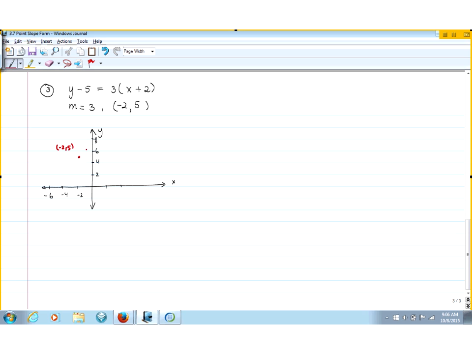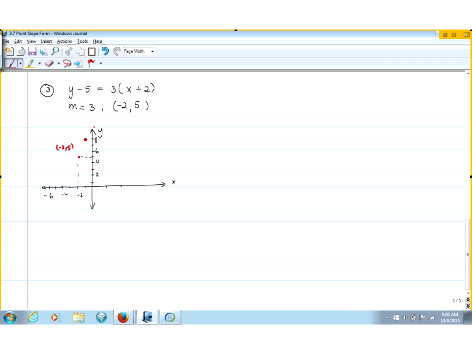All right. How do I find the other point? Maybe let's make the thick marks because it's probably easier for you to see. So this is -2, 5. How do I find the other point? The slope is 3, so what do I do? Go up 3 and then go to the right one. So 1, 2, 3, and 1 to the right.